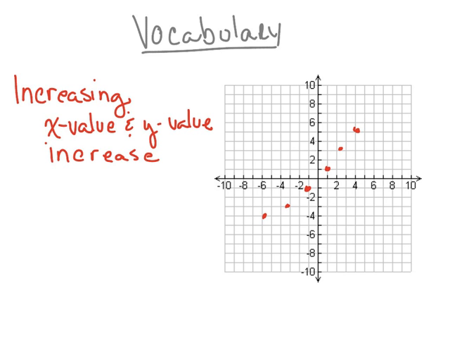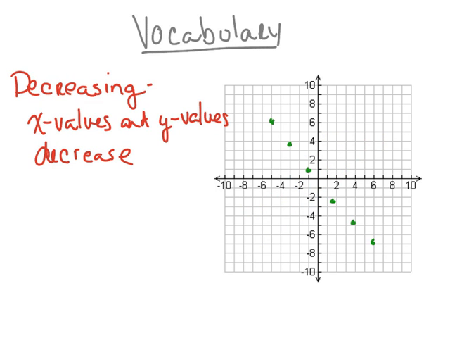Next term we have is increasing. Increasing is when the x and y values increase. As you'll notice here, the points or our coordinates, as each x value increases, the y value is also getting larger, larger, and larger. When we say increase, we say that the points or the graph is increasing from left to right. Notice how this graph increases. It's going up from left to right.